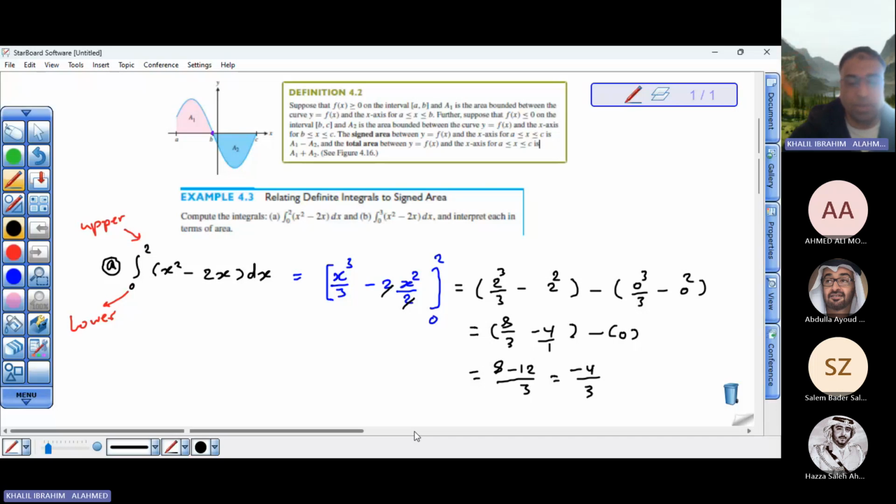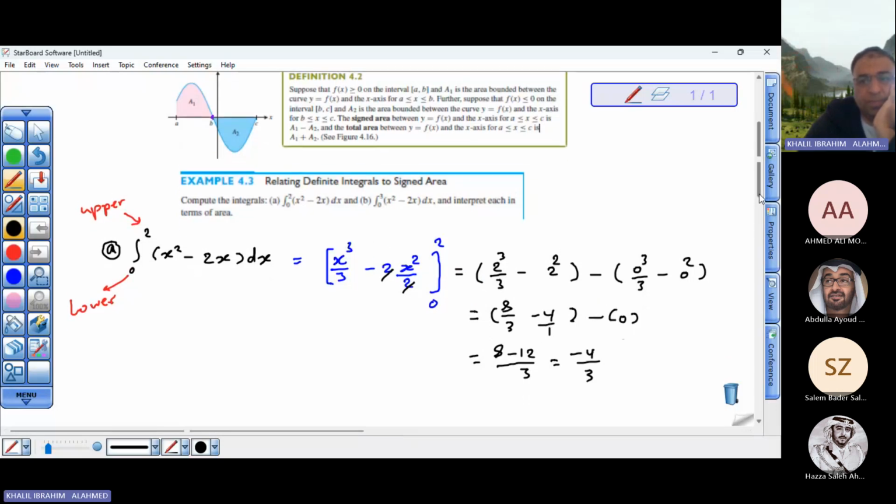Okay, sorry. Okay, here as you see, this is the answer. This is computing the integral. Be careful about this.